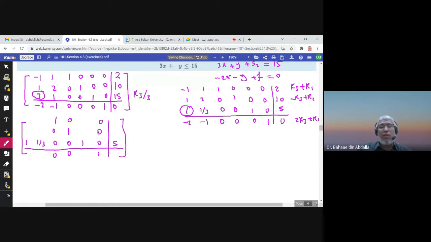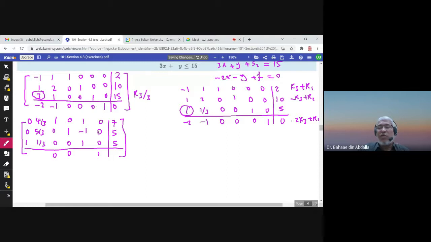Good. And now let us use the first operation. 1 minus 1, that's 0. 1 over 3 plus 1, that's 4 over 3. 1 plus 0 is 1. And 5 plus 2 is 7. The second row. -1 plus 1 is 0. -1 over 3 plus 6 over 3, that's 5 over 3. -1 plus 0 is -1. -5 plus 10, that's 5.